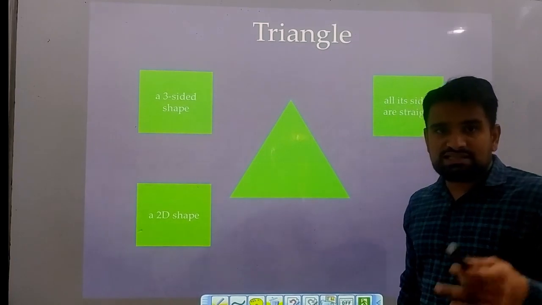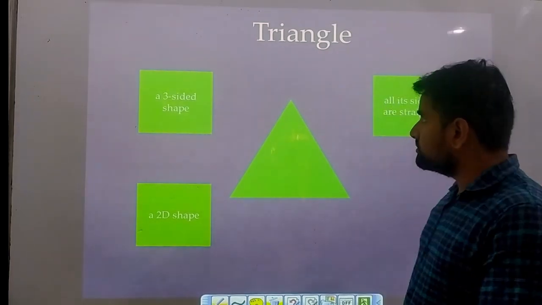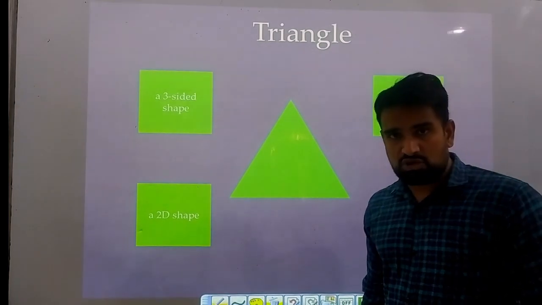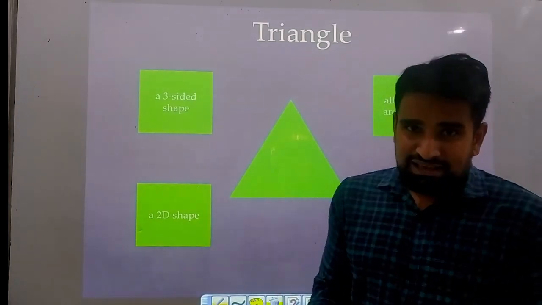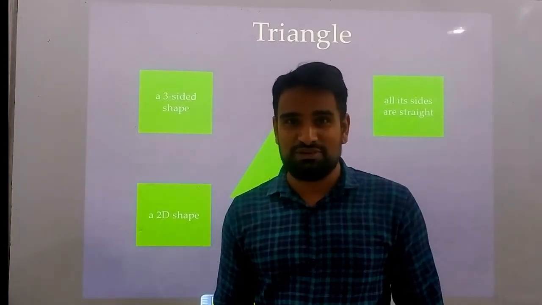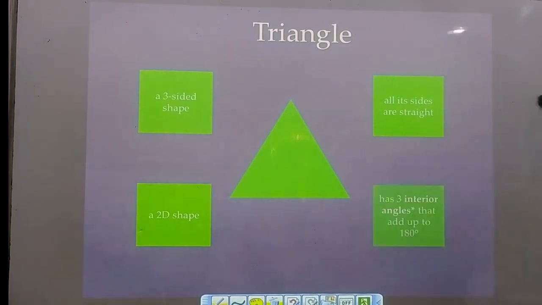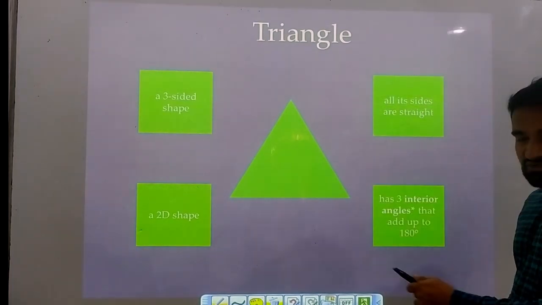Its next feature: it's a 2D shape, right? It's not a 3D structure. So a triangle is a 2D shape. Basically, if you want to see the 3D shape of a triangle, you should go and watch the Pyramids of Egypt, which are a 3D shape. All right, anyway, let's move ahead and know the next feature of it.